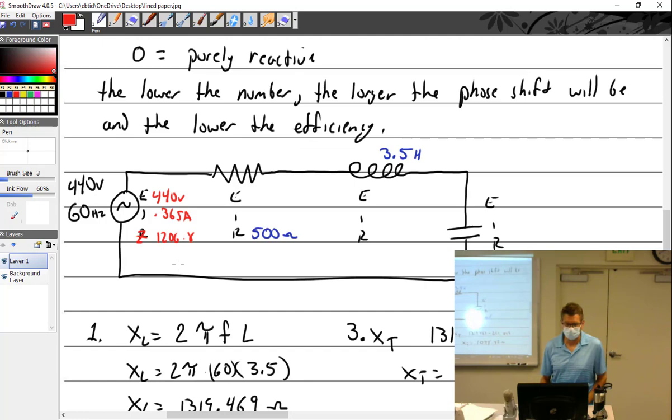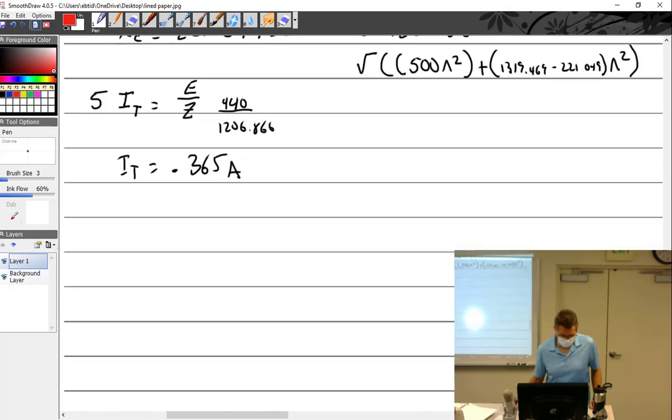Still Ohm's law, or Kirchhoff's amps, 0.365 amps. That was easy. All right. So I total, let me see, what do we want next? 4, 5, the sixth thing we'll do is solve for E of R, E of L, and E of C.